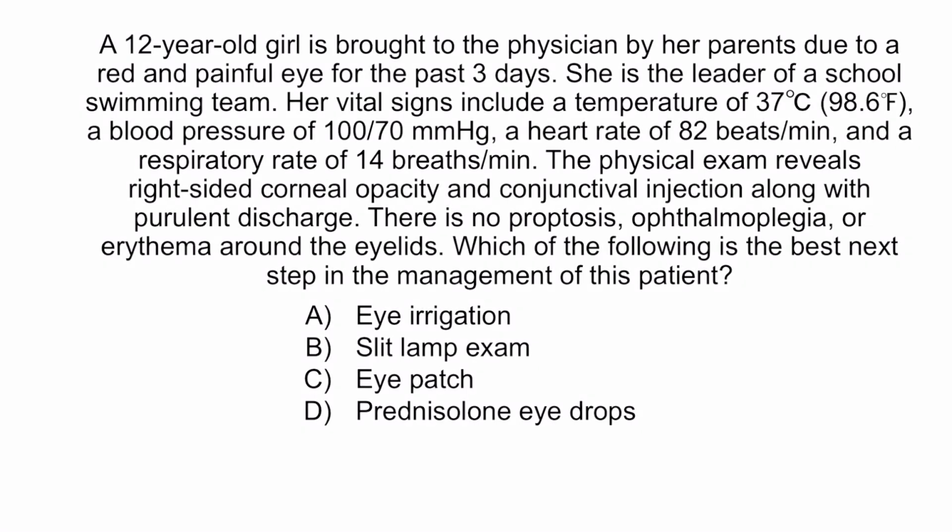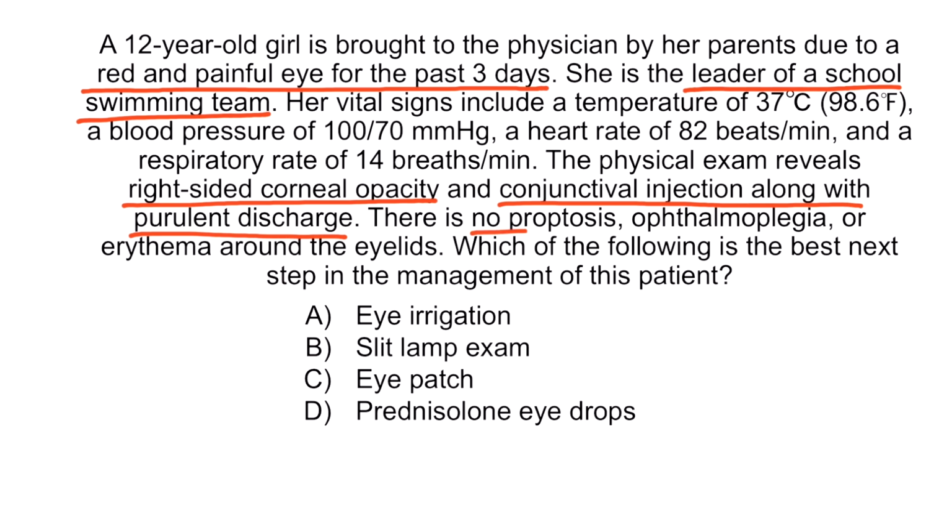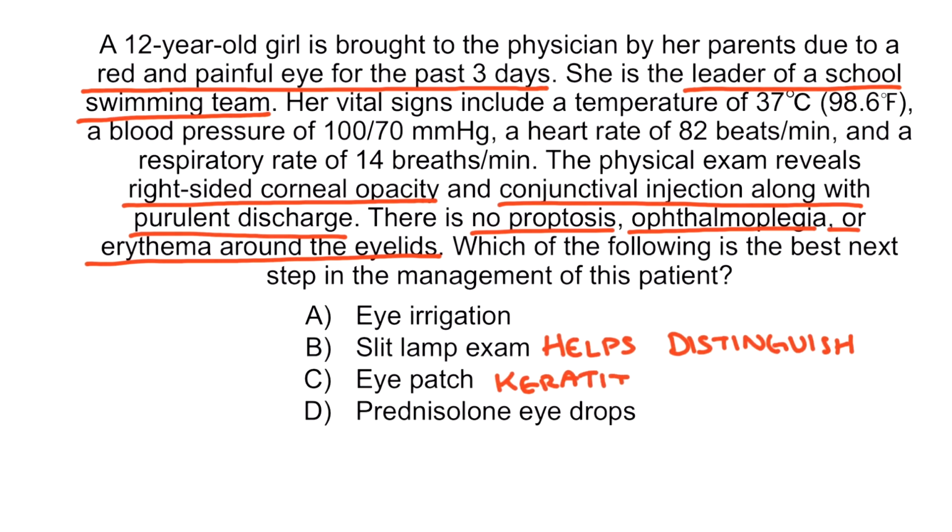Prednisolone eye drops. This young girl presents with a red and painful eye for the past 3 days. She's a leader of a school swimming team, which raises suspicion of a waterborne eye infection. The physical exam reveals right-sided corneal opacity and conjunctival injection along with purulent discharge. These findings suggest the possible diagnosis of keratitis or conjunctivitis. There is no proptosis, ophthalmoplegia, or erythema around the eyelids, making orbital and preseptal cellulitis unlikely. In order to distinguish keratitis from conjunctivitis, one should perform a slit lamp exam. Slit lamp exam will reveal corneal abrasions in cases of keratitis, while it will be unremarkable in the setting of conjunctivitis. Therefore, the correct answer is option B.